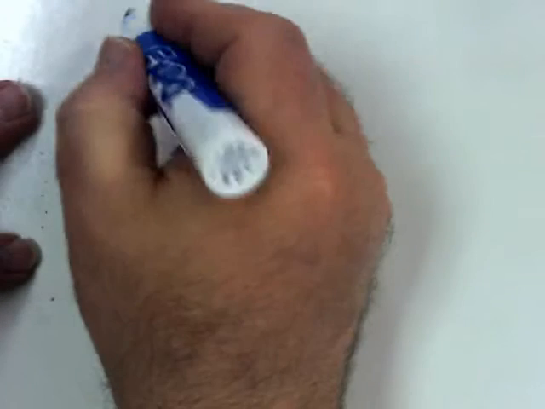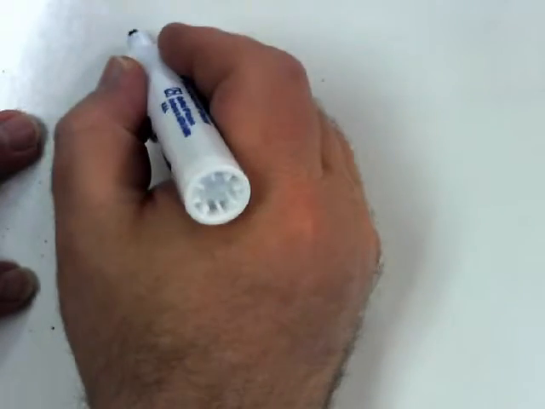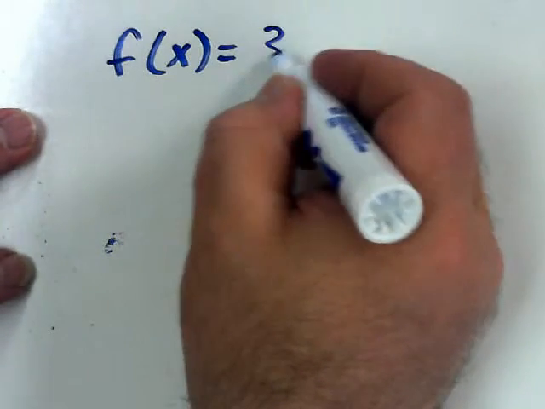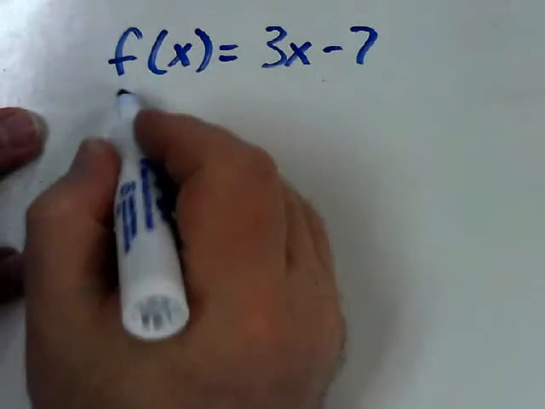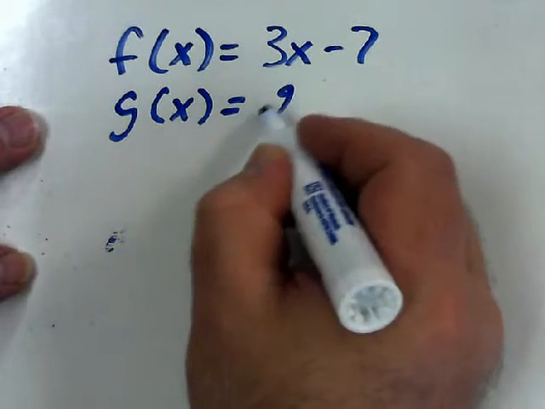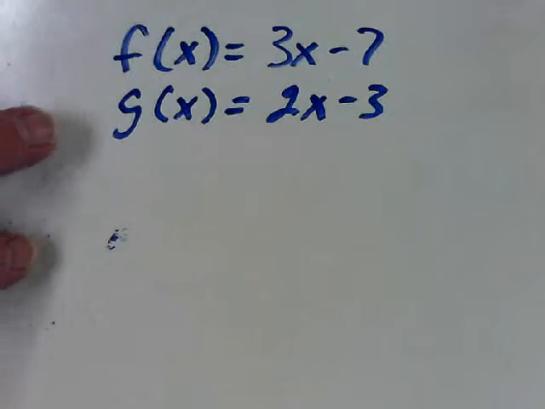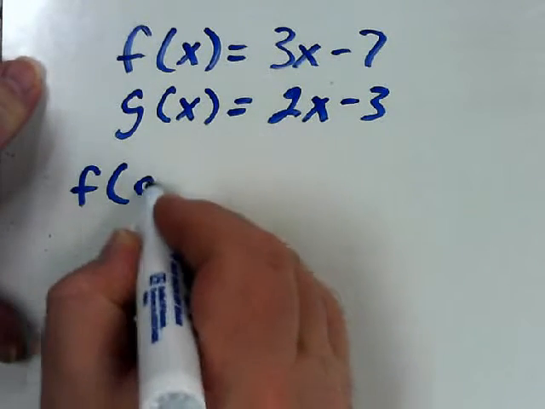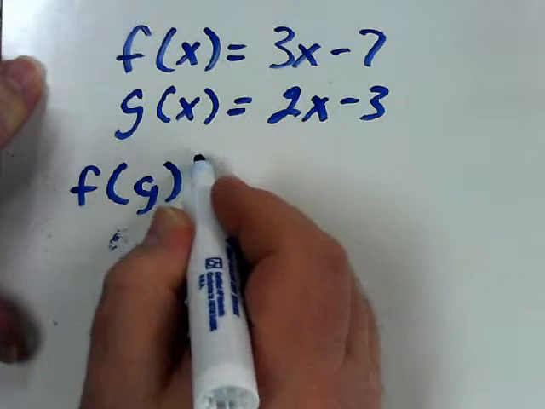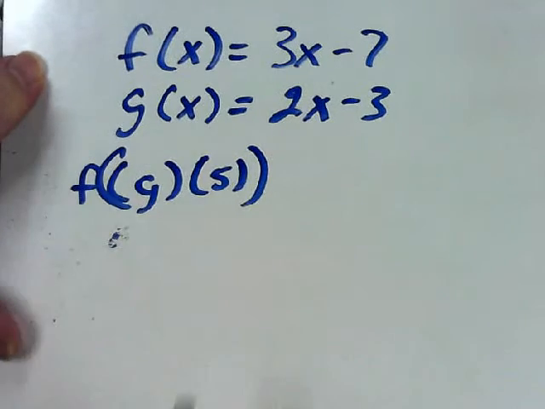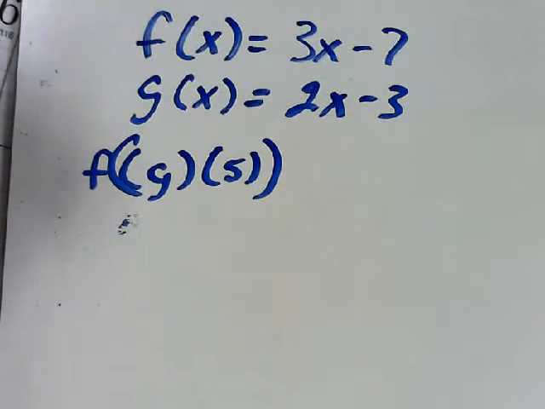Okay, to continue on, if I had two functions, such as f of x equals 3x minus 7, and g of x is equal to 2x minus 3, and I wanted to find f of g of 5.